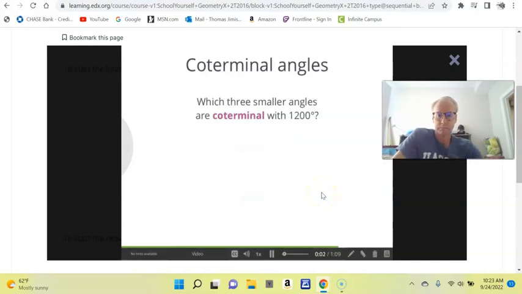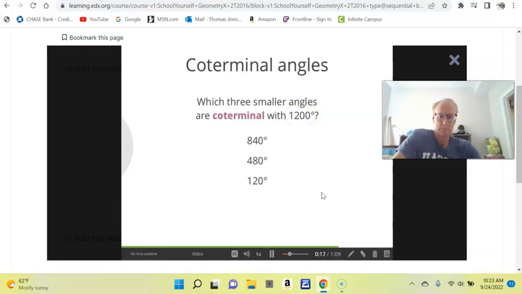Well done! You subtracted 360 degrees to get 840, and then another 360 to get 480, and finally another 360 to get 120. All of these angles are coterminal with 1200 degrees.